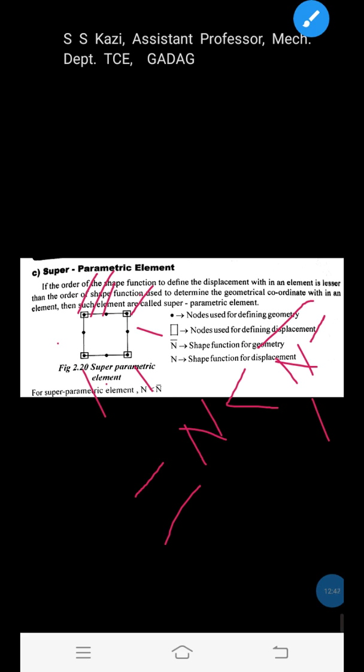In this video session we have learnt what the difference between CST and LST elements is, and what isoparametric, superparametric and subparametric elements are. If the order of the shape function used to define geometry and displacement are the same, then it is isoparametric. If the shape function for displacement is greater than the order of the shape function for defining geometry, it is subparametric. And if the shape function for displacement is less than the shape function for geometry, it is a superparametric element.